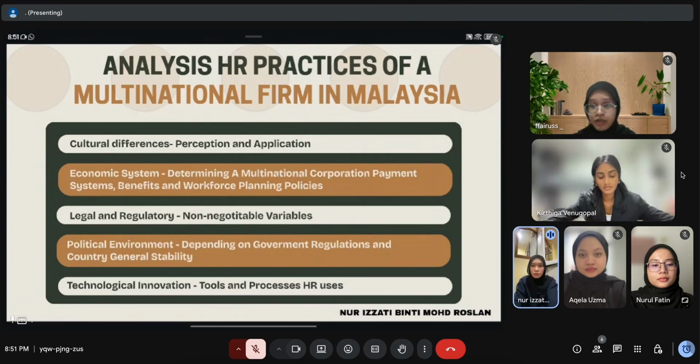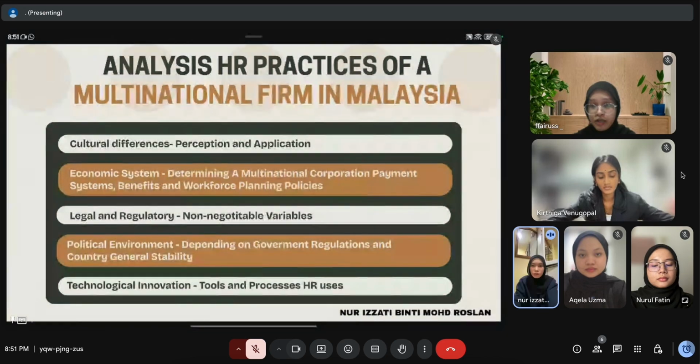External variables in Malaysia, such as a multicultural society, developing economy, legal environment, and stable politics, significantly influence HR practice. Understanding these variables is crucial for effective HR administration, compliance, and strategic objectives.